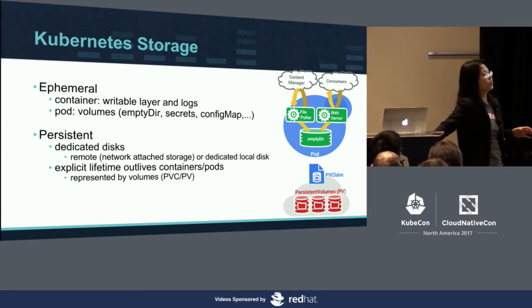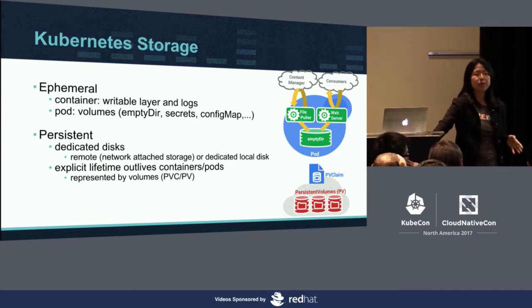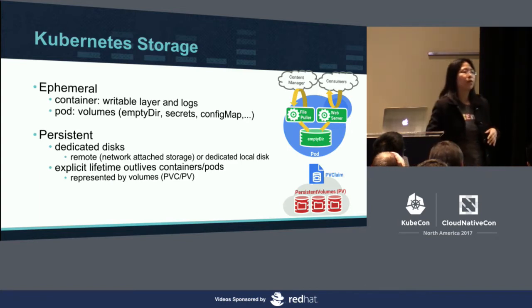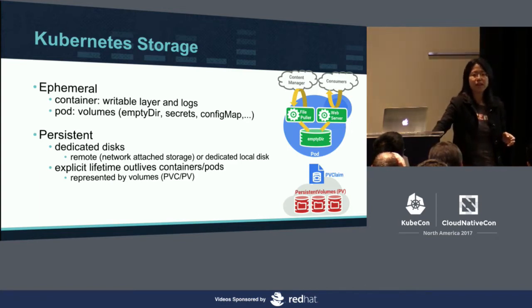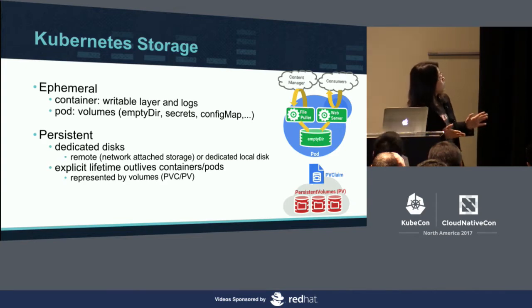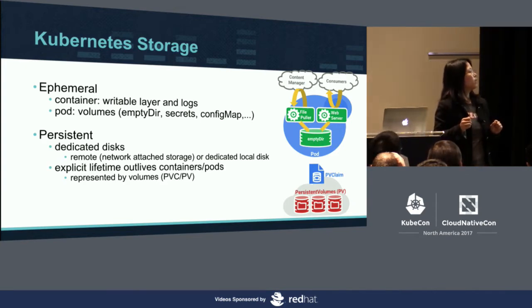One type of volume we call emptyDir. This type of volume is also considered ephemeral, because when the pod is terminated, the data in that emptyDir volume will also be cleaned up. So it has the same life cycle as the pod. Typically, emptyDir volumes are used to store temporary data, for caching, as scratch space, or for checkpointing a long-running computation. When the pod is finished, it's okay to clean this data up.